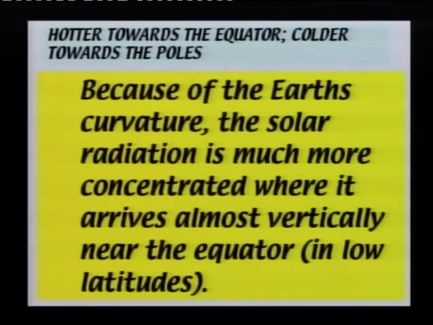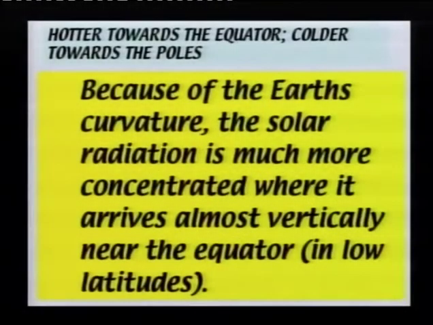Generally, when you are at the equator, what type of temperatures would you expect in comparison to the poles? It would be hotter, yes, definitely. At the equator, it is a little bit hotter than at the polar regions. Let's look at why that is so. So the first factor now, latitude. Because of the Earth's curvature, the solar radiation is much more concentrated where it arrives almost vertically near the equator or in the low latitudes.